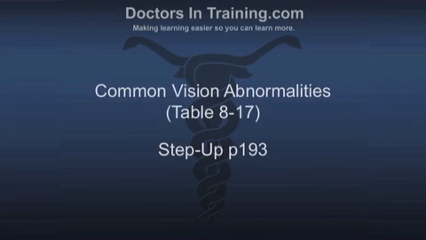All right, let's move on to the next page, page 193, and talk about your common vision abnormalities. So page 193, table 8-17. Now, notice here that this is not hugely high yield. You don't see many bold terms here, but it is worth going through, it's fair game. So definitely be familiar with this, but don't spend a whole lot of time on this.